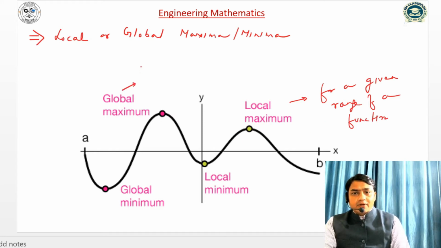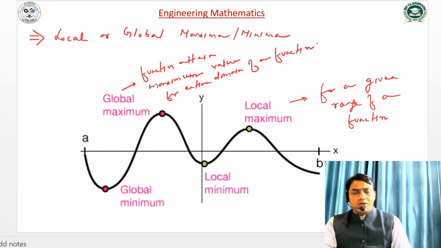If a function attains a maximum or minimum value for the entire domain of a function, then it is called global maxima or minima. Similarly, if the function attains a minimum value for the entire domain of a function, then it is called global minima. And if the function attains a minimum value for a given range of a function, then it is called local minima. So I hope you have understood the terms local maxima and global maxima.